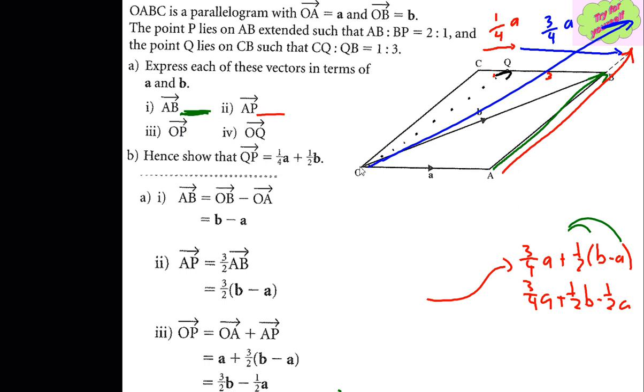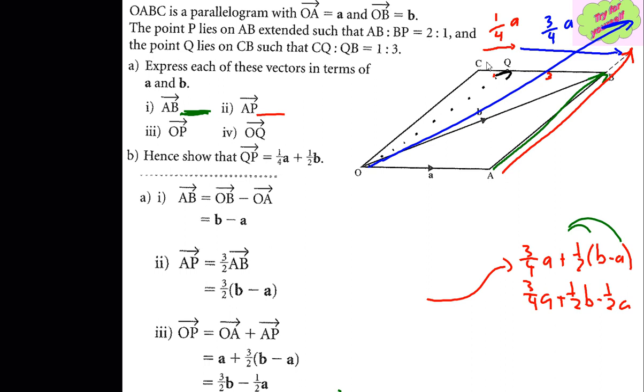OP is all the way out here. So it's like doing O to A plus A to P. We already know that AP is this one here, and OA is a. So it's a plus AP. Expand this, you get 3 over 2 b minus 3 over 2 a. a minus 3 over 2 a is minus a half a, because a is 2 over 2 a minus 3 over 2 a, so negative a half a plus 3 over 2 b is left there. And then OQ is here.